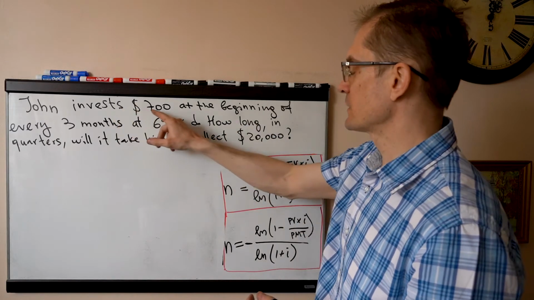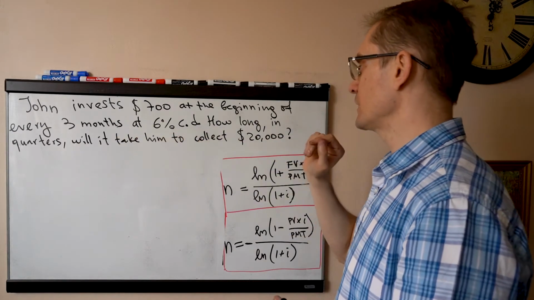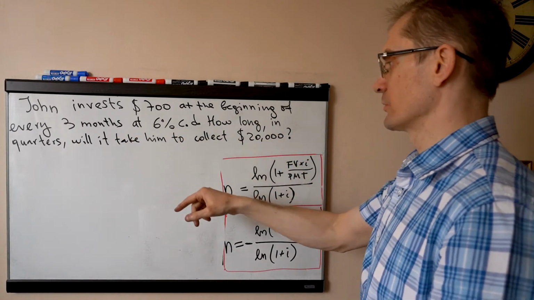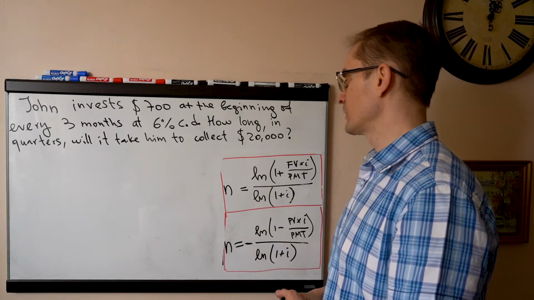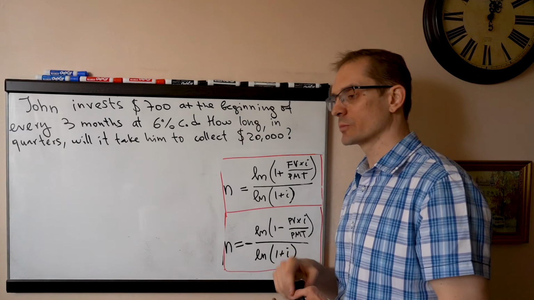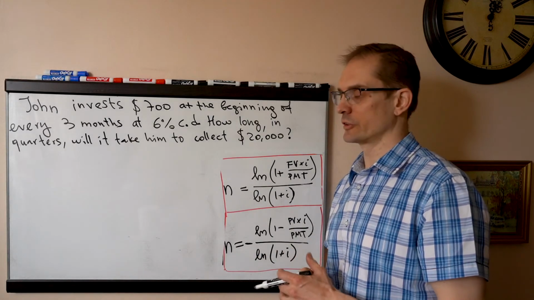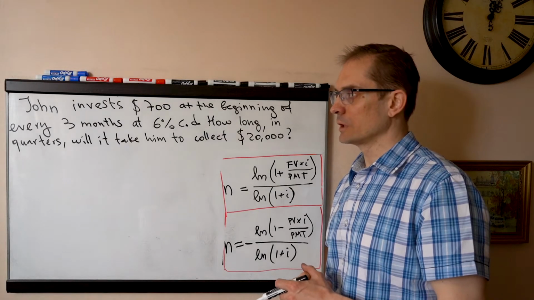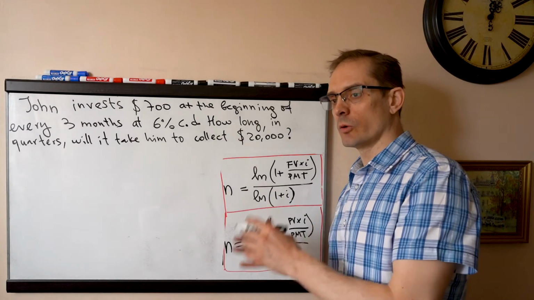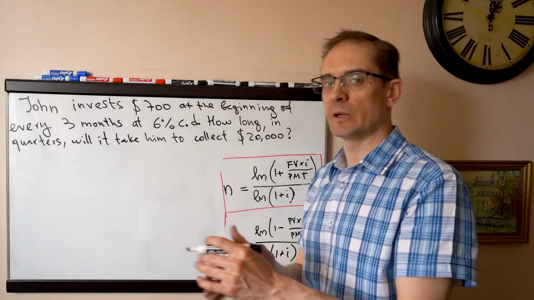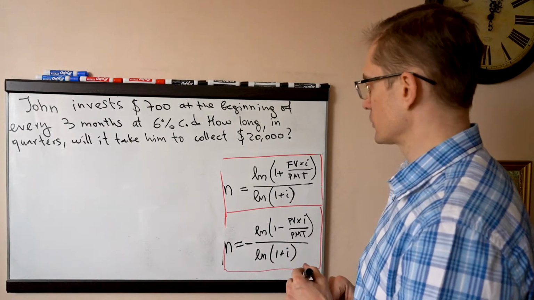John invests $700 at the beginning of every 3 months at 6% compounded daily. How long, in quarters, will it take him to collect $20,000? Notice that in this problem we are not asked how many payments, but how many quarters it will take. It will happen that for the future value, the number of quarters and the number of payments will coincide. But first, let's just go ahead and solve this problem.